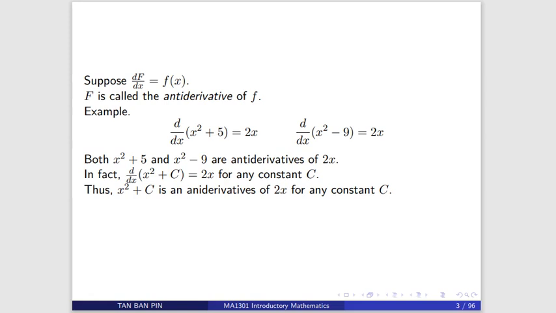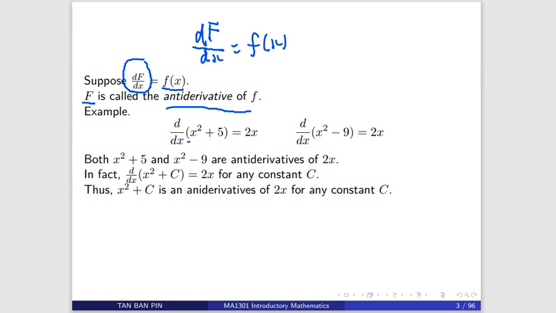If you differentiate the function big F and you get the function small f of x, then we call the function big F the antiderivative of f. That means if you differentiate the function big F with respect to x, you get the function small f of x. Then we call big F the antiderivative of the function small f.